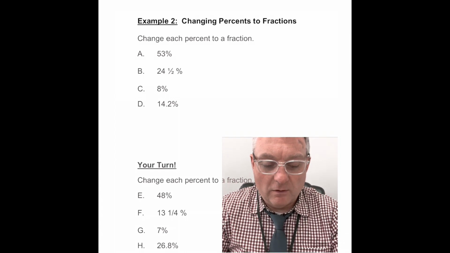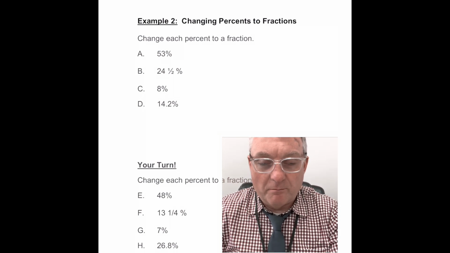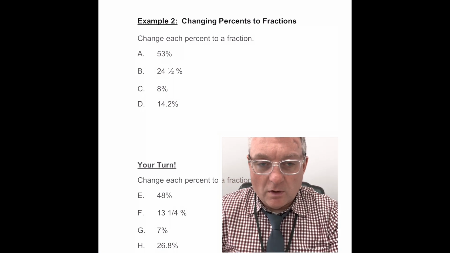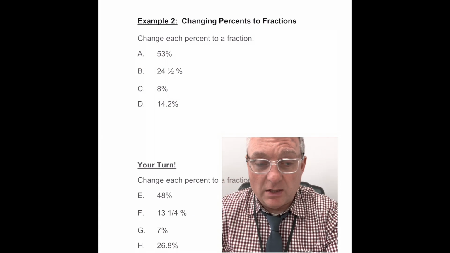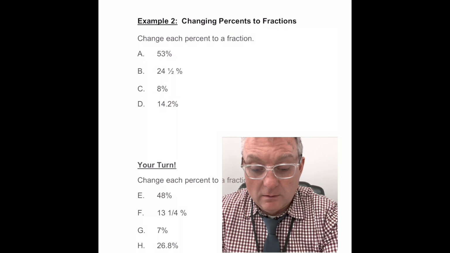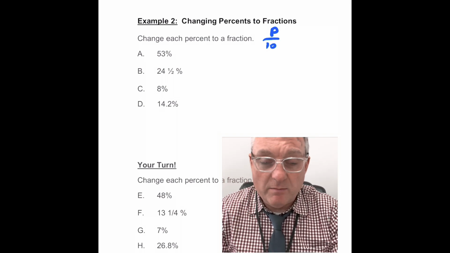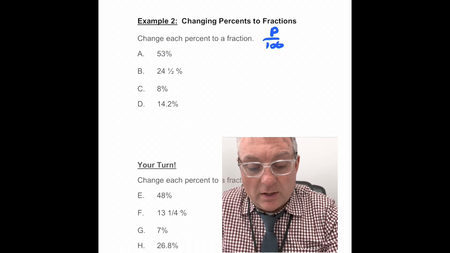So on this next example, we're going to practice changing from percent to fraction. The first thing you can do is simply take that percentage and put it over 100 to get your initial fraction. Now, sometimes you might be done at that point. Other times you may have to do a little simplifying.